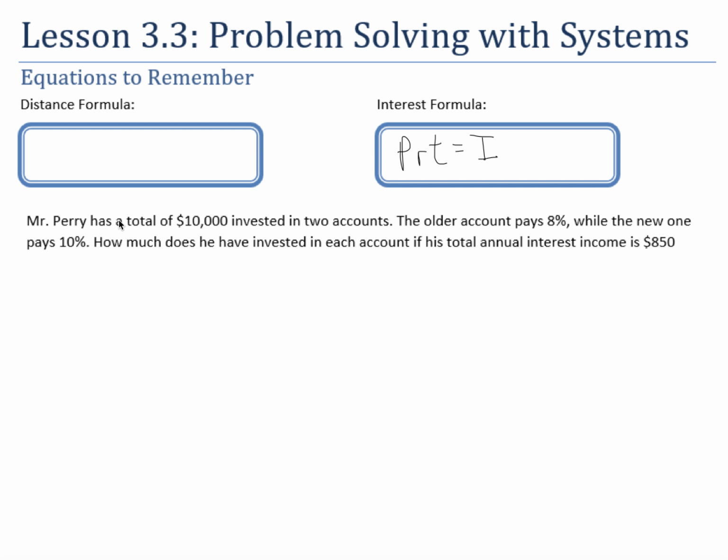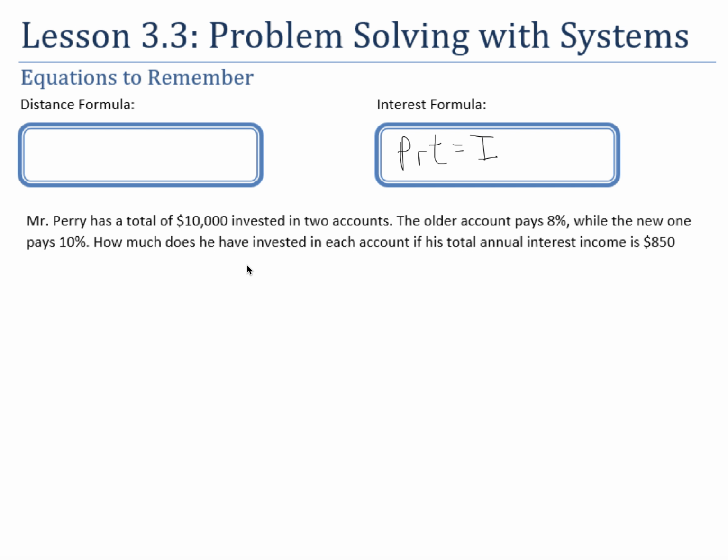As I mentioned in the first part, now that we can use systems of equations, these types of problems can be a little bit easier. So here we go. Mr. Perry has a total of $10,000 invested in two accounts. The older account pays 8%, while the new one pays 10%. Pretty good percentages. How much does he have invested in each account if his total annual interest income is $850?